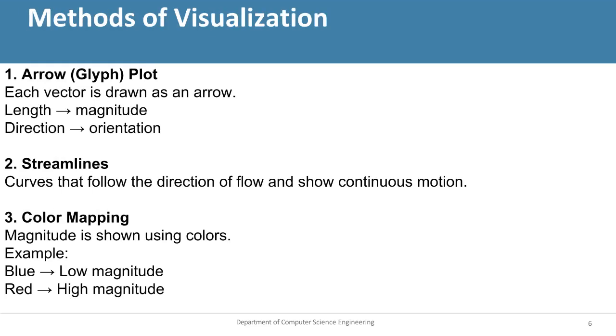To visualize vector fields, we use different techniques. The most common ones are arrow representation, streamlines, and color mapping. Each method helps us understand the data in a different way.